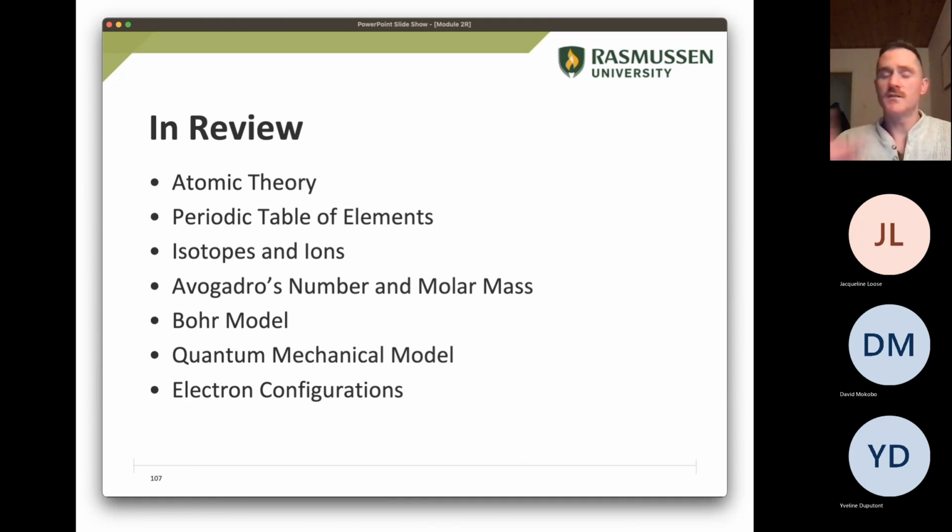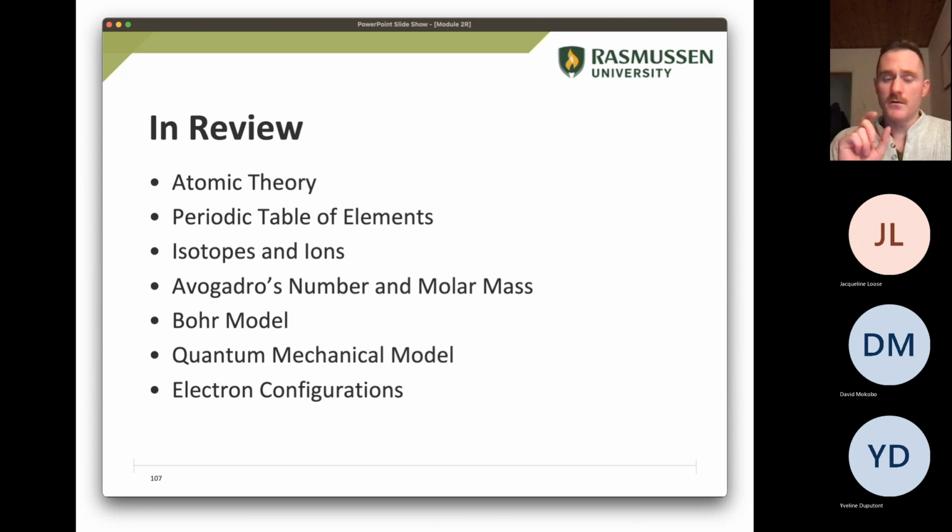Avogadro's number and molar mass, it's just another conversion factor. It's just module 1 over again, but this time answering a different question. You're just making a conversion factor with the molar mass from the periodic table or with Avogadro's number and its relationship to the mole. Remember, 6.02 times 10 to the 23 equals 1 mole. And then doing some math with that. It's the exact same math from Unit 1, just with a different number.